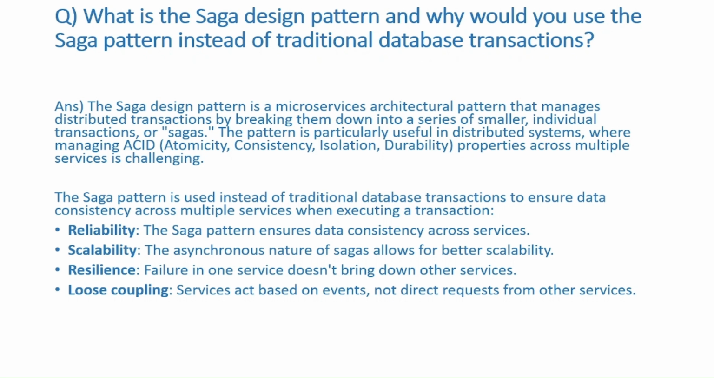The Saga design pattern is a microservices architecture pattern that manages distributed transactions by breaking them into a series of smaller individual transactions or sagas. This pattern is particularly useful in distributed systems where managing ACID, that is the atomicity, consistency, isolation and durability properties, across multiple services is challenging.